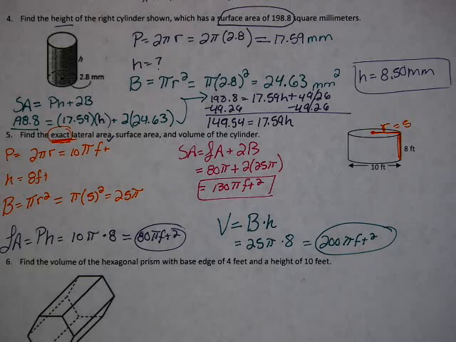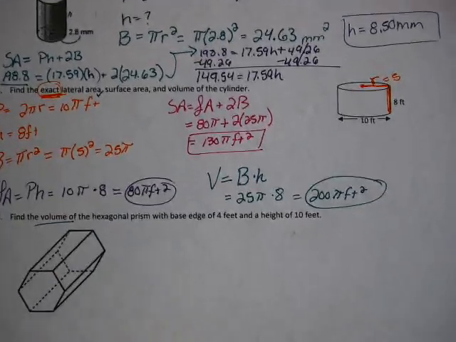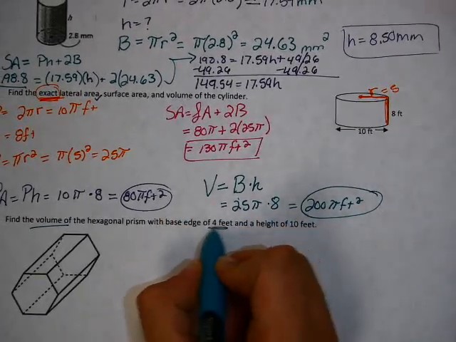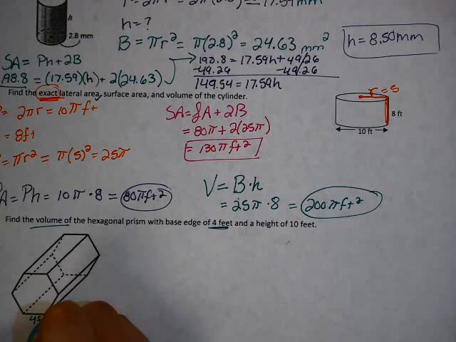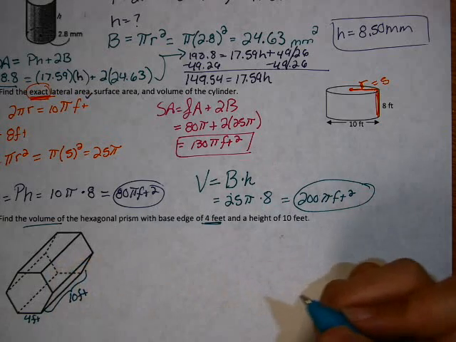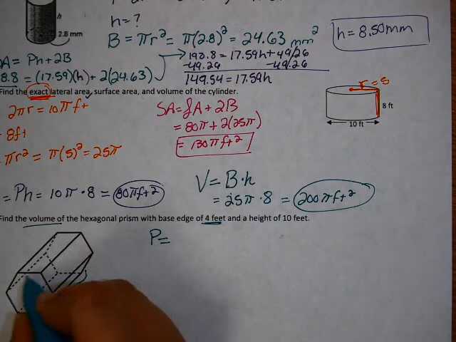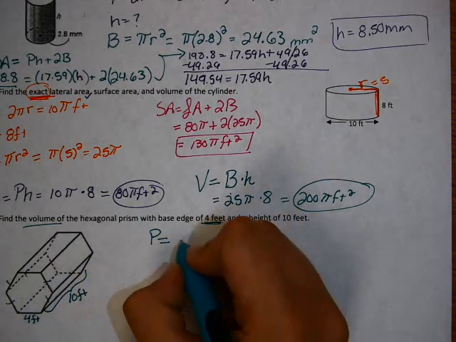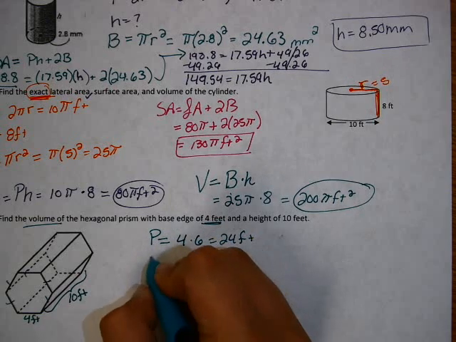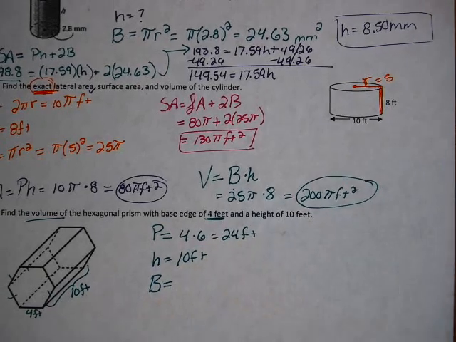Alright, number 6. All we have to do on this one is find the volume, but the volume requires the area of the base and the height. So let's write down what we're given. We're given each base edge is 4 feet, and the height from base to base is 10 feet. So let's write down our perimeter. Perimeter, we'd get 6 sides, all the same. 4 times 6 is 24. Our height, which is given, is 10 feet. And this is where we need to find the base.